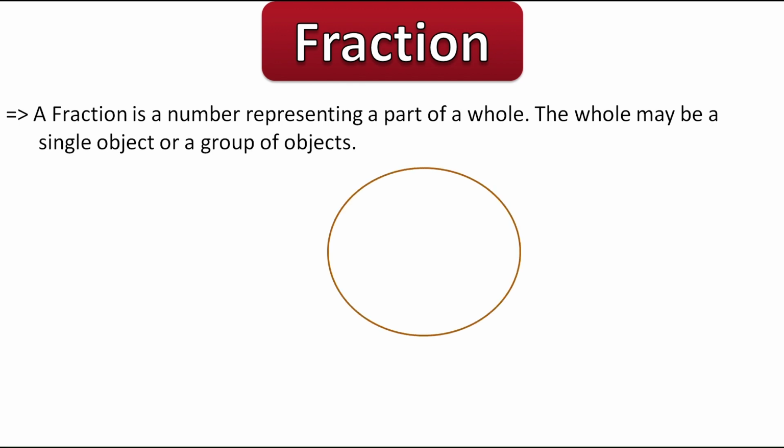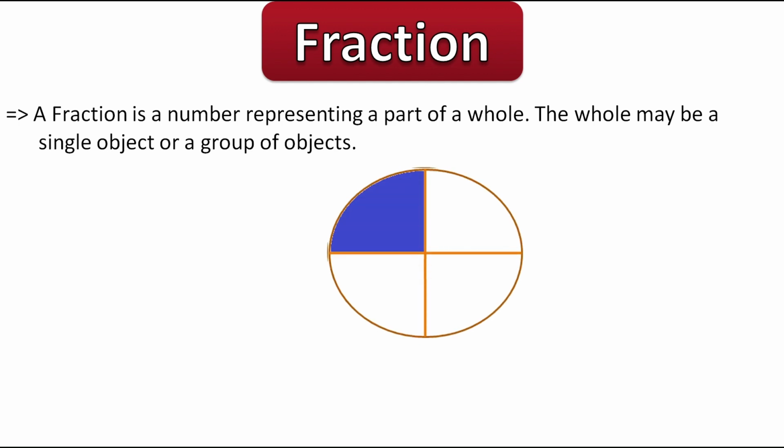Now I want to represent a part of this. I'll make 4 parts of this circle. Now I want to represent one part of this circle. Then how am I going to represent it? I'll write 1 first, then I'll draw a line below that, and then down I have to write 4. Why 4? Because here there are 4 parts of this circle.